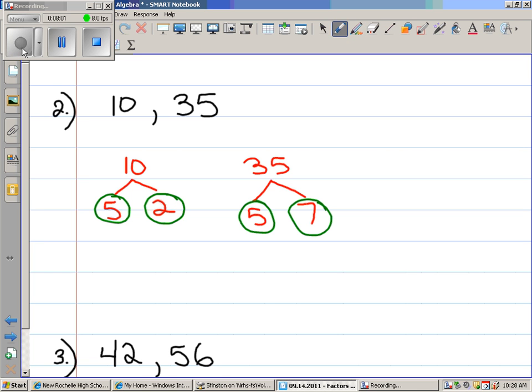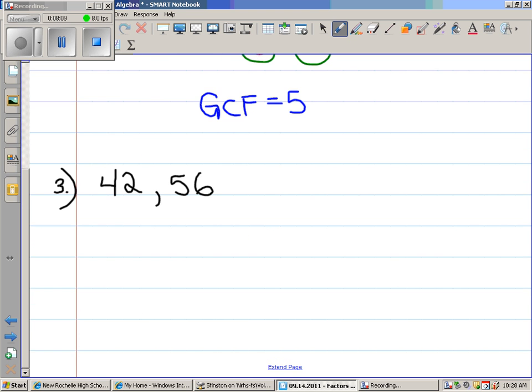Let's do it in a nice, good color. GCF equals just 5. That's an easy one.